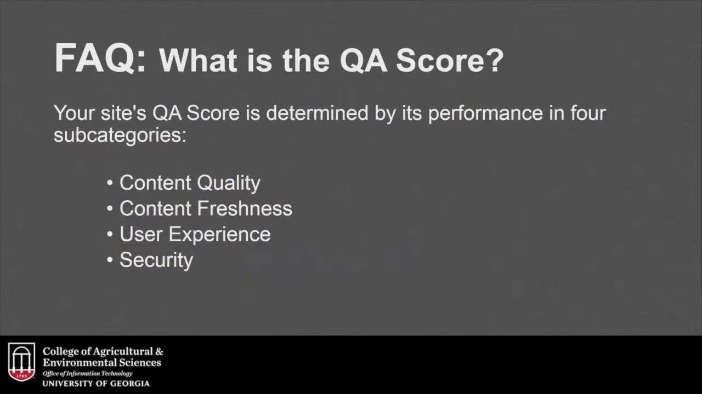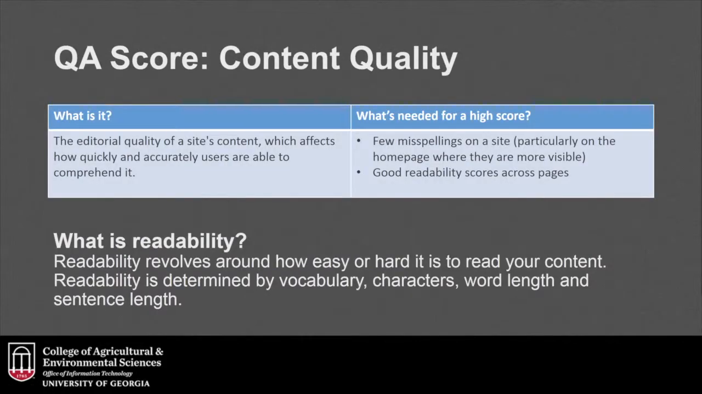Your site's QA score is determined by its performance in 4 subcategories. And we're going to talk about each one of these individually. The first one is content quality. And that's the editorial quality of a site's content. It affects how quickly users are able to comprehend what you've written on the page. To get a high score in this area, you need to have few misspellings, if any, and a good readability score. So what is readability?